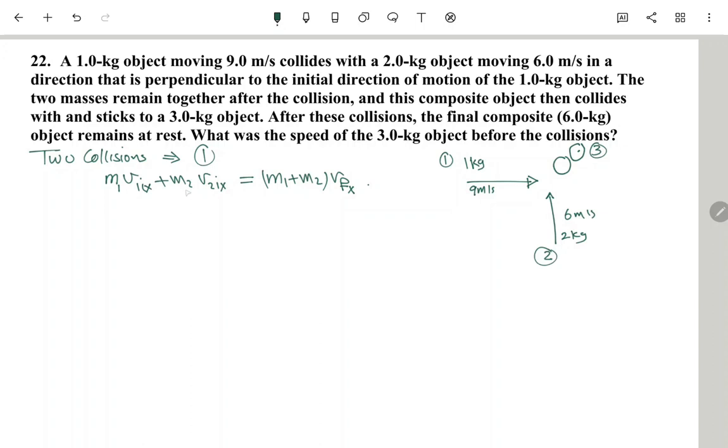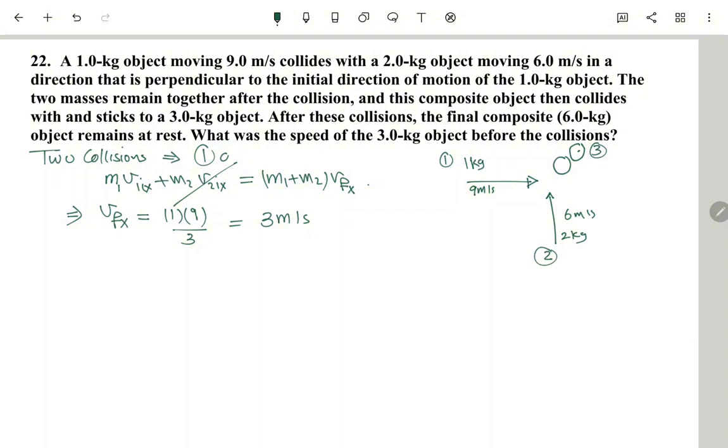Now the second object, which is this one here, has no x component for the speed, and from this one here, the final x equals 1 times 9 divided by 3, or equal to 3 meters per second.